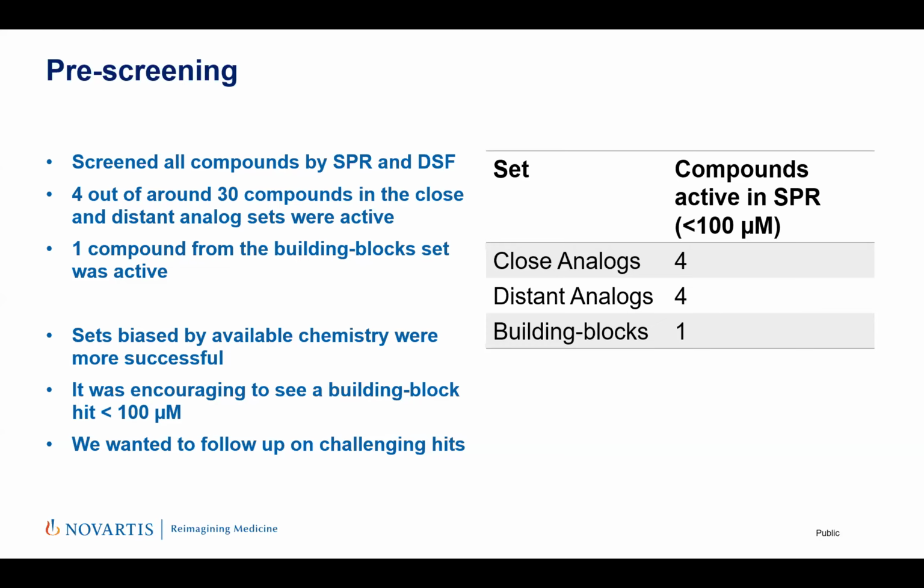We found 9 hits under 100 micromolar in the SPR, 4 in the close analogs, 4 in the distant analogs, and 1 building block, which was very encouraging. But these were too easy for us.